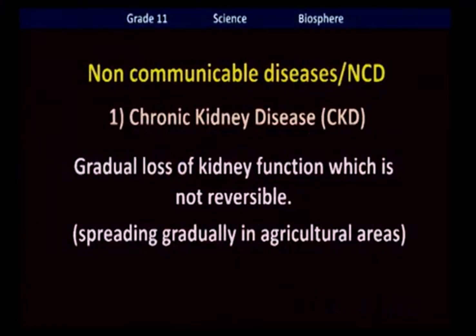Number 1, chronic kidney failure. We call it CKD. This is mostly seen in rural, agricultural areas, for example the Polonnaruwa, Anuradhapura and Kurunegala areas. Most of the farmers are the victims of this chronic kidney disease. What is chronic kidney disease? Gradual loss of kidney function, which is not reversible.